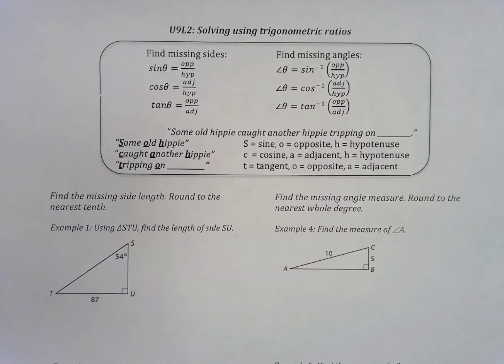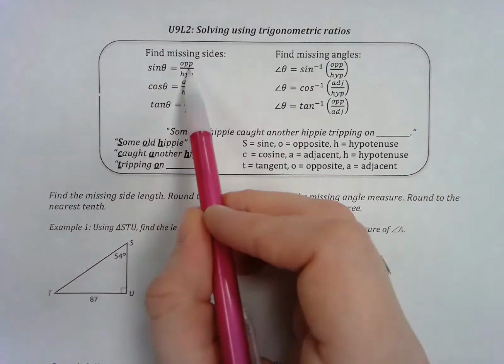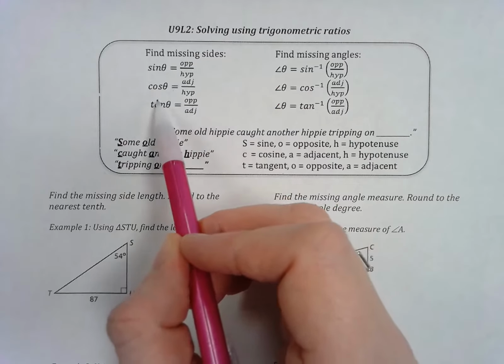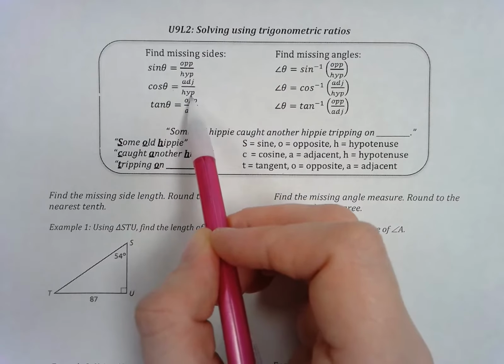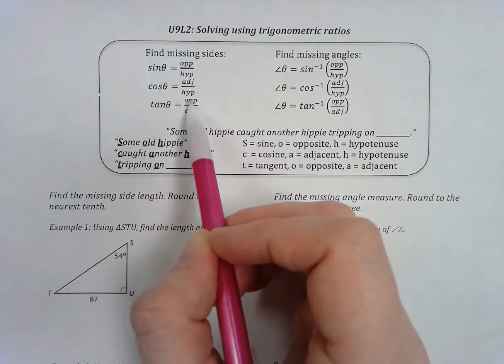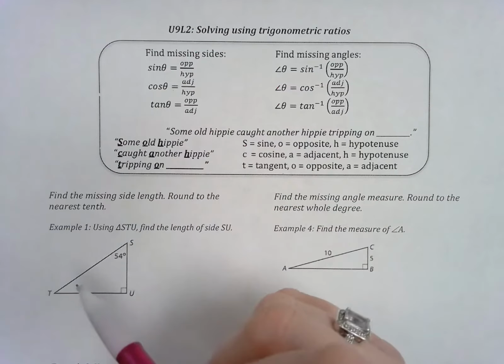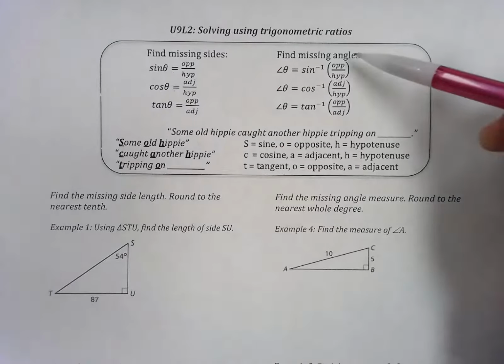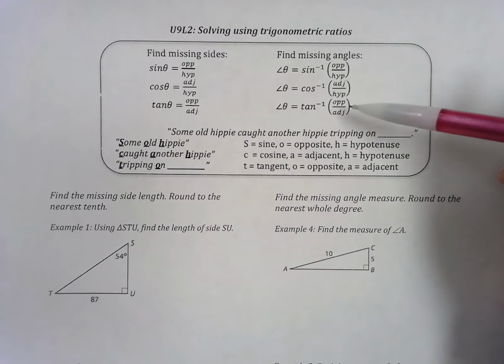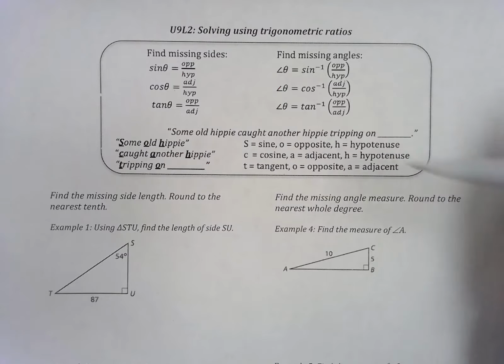In this lesson, you will learn how to use the trig ratios to solve triangles. Recall that the sine ratio is opposite over hypotenuse, cosine is adjacent over hypotenuse, and tangent is opposite over adjacent. These trig ratios work for right triangles. We can find missing angles of right triangles by using the inverses of those ratios.